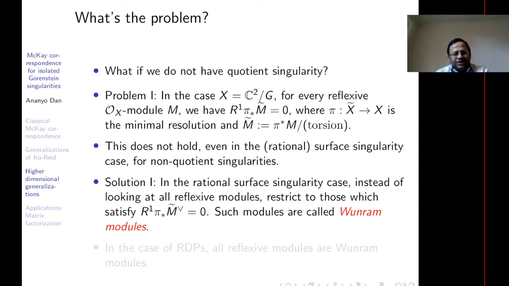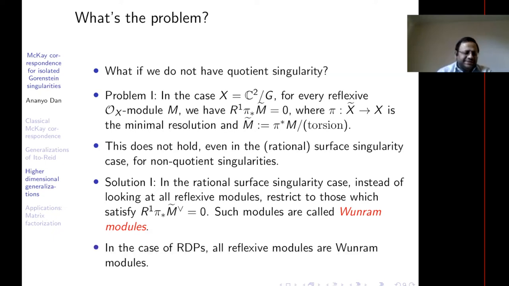the R1 pi lower star of M tilde dual vanishes. These are also known as Wundram modules, after Wundram, who obtained this result in his article. So if you restrict to the reflexive modules which have this property, then you will again get a similar bijection. And you can check that in the first setting, in the rational double point case, all reflexive modules are Wundram modules.